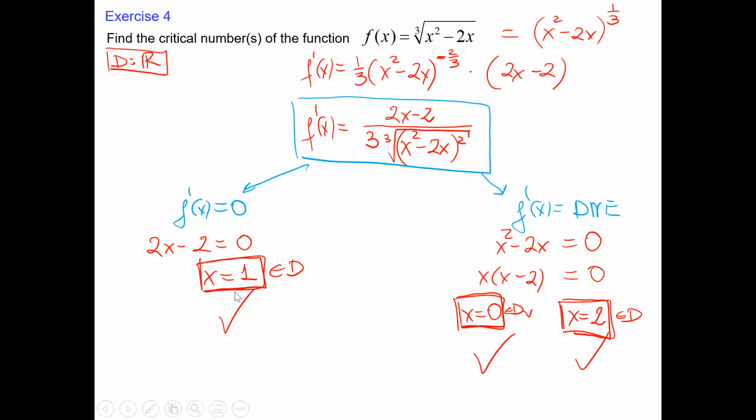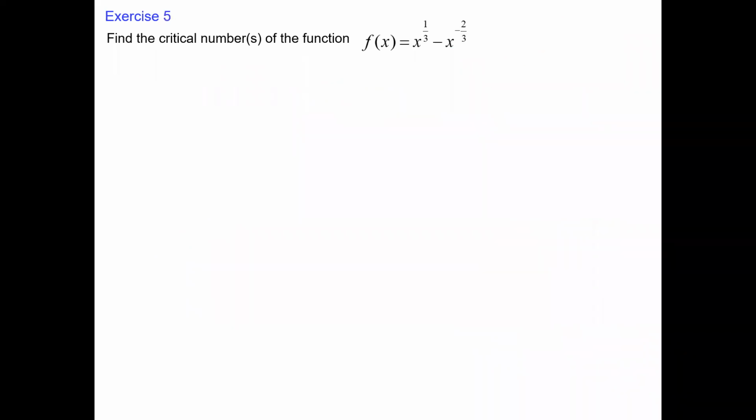We can jump to the next level and analyze the extreme values, local, maybe the absolute values, but this is just the exercise of finding these points. Yeah? And please make sure that we're confident with this. Okay, next one.